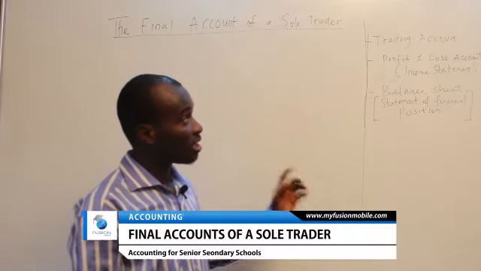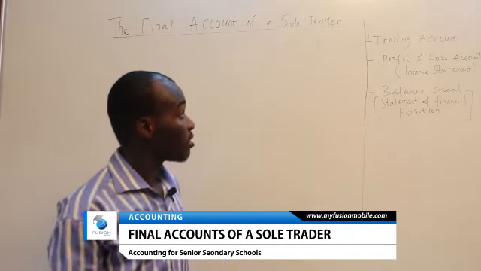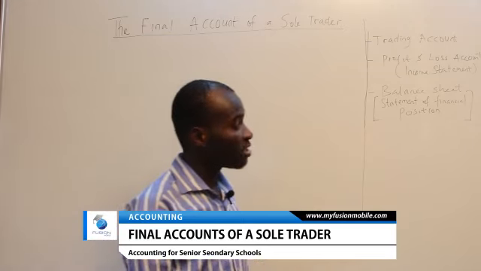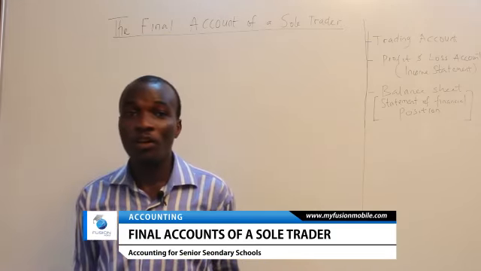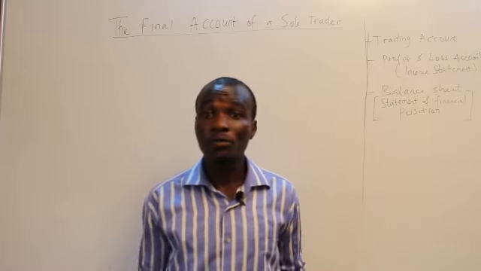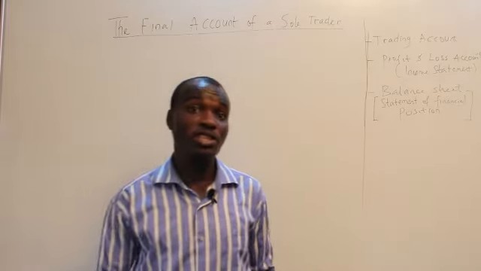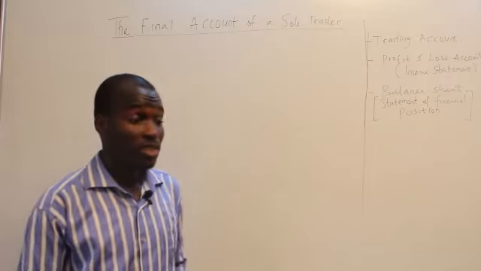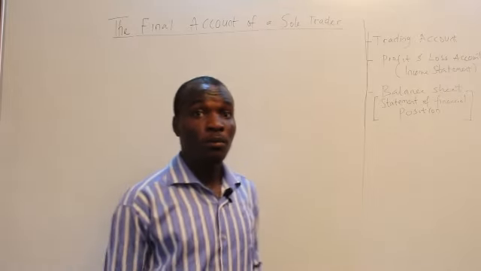I hope to cover the final accounts of a sole trader. I'll be looking at the trading account, the profit and loss account, that is the income statement, and the balance sheet, which is the statement of financial position. Firstly, we have the trading account. The trading account is prepared to determine the gross profit or the gross loss of the business organization, that is the business of the sole proprietor.